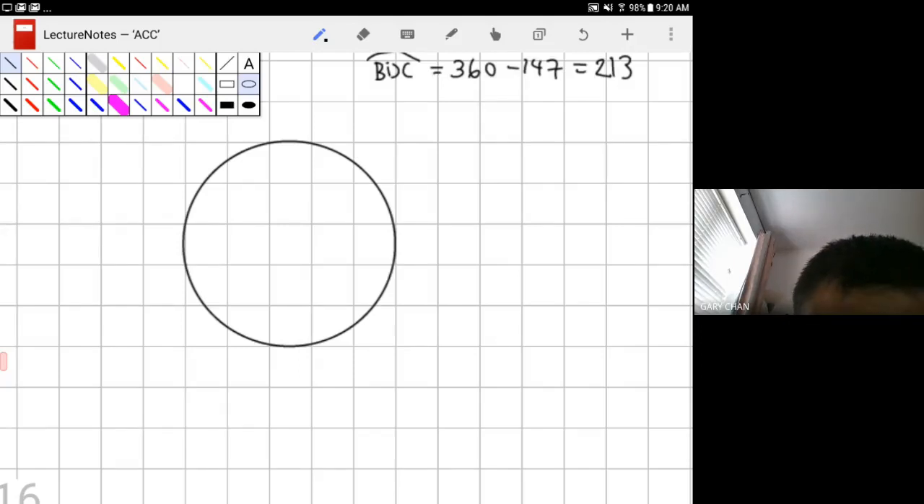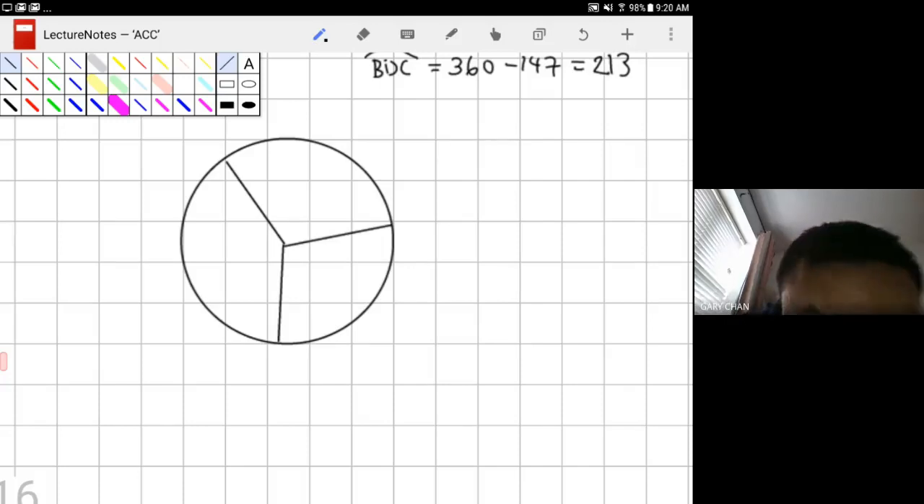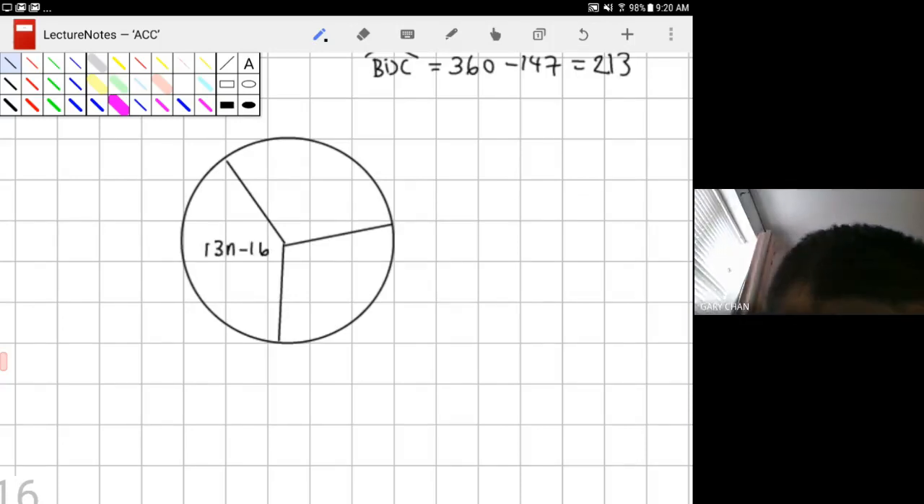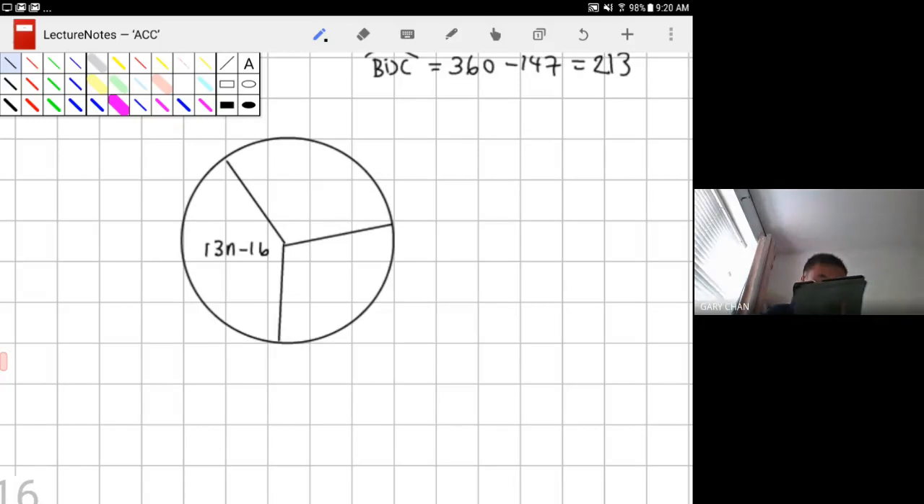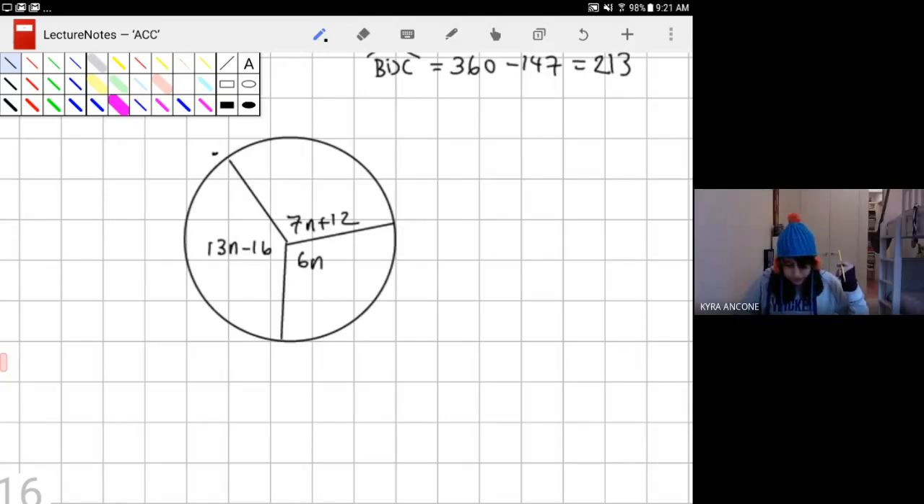The circle, and then we have 3 radii drawn, something like this. 1, 2, and 3. Something like that. 13n minus 16, 6n, and 7n plus 12. And the task is to find out what arc BC is. So 26n minus 4 equals 360.